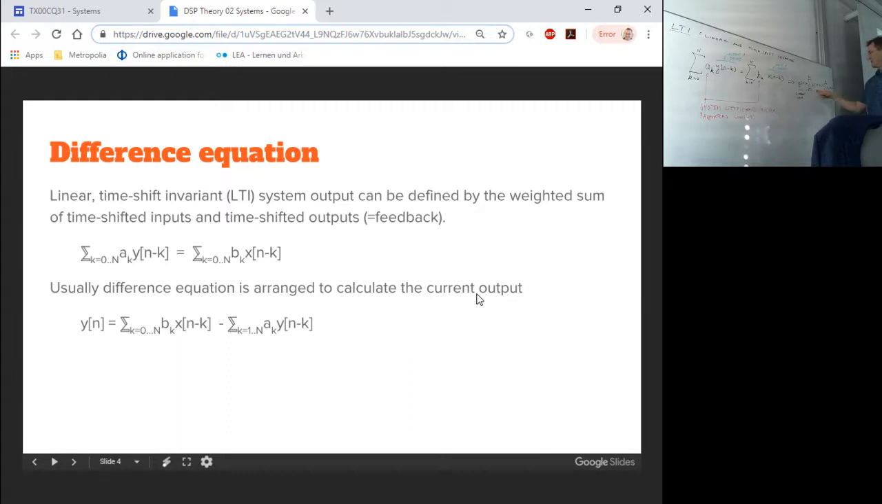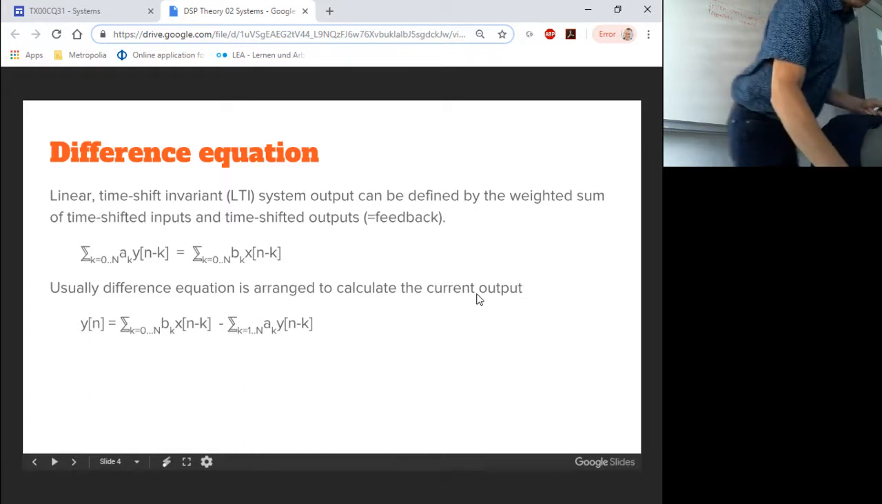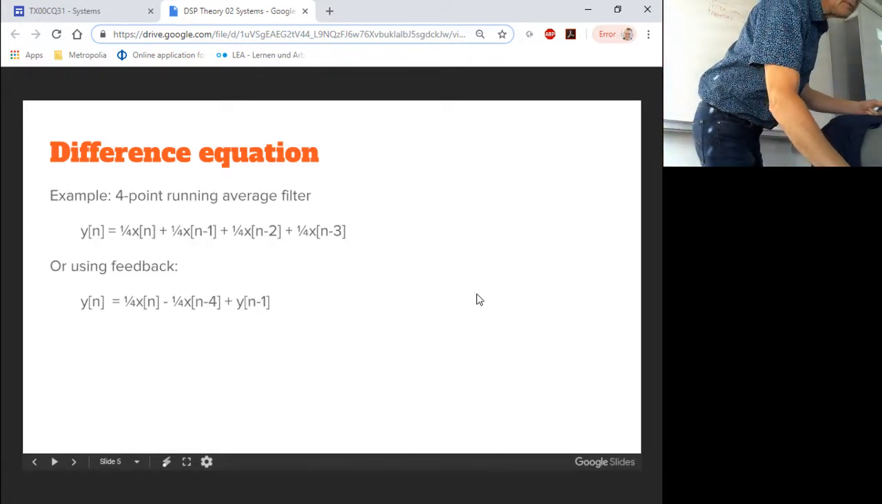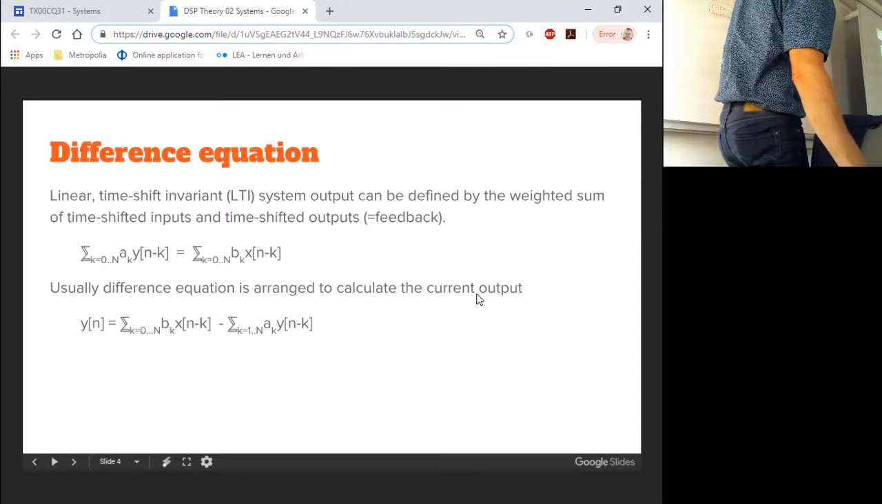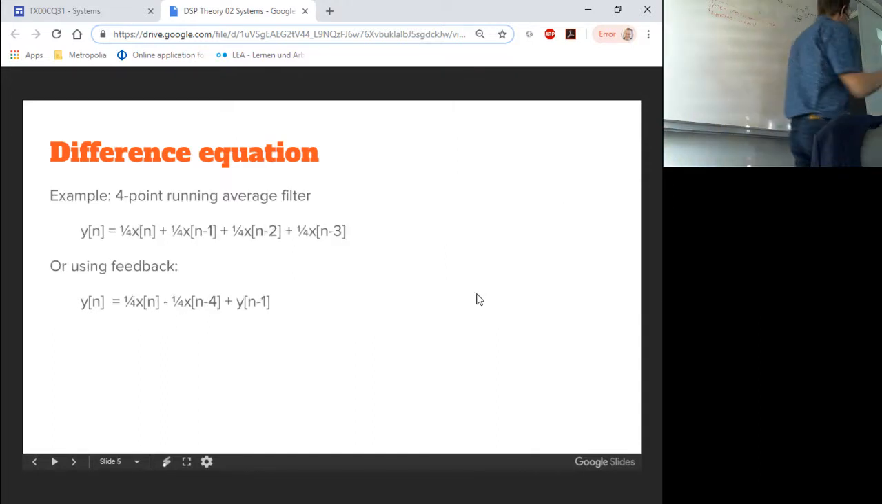And that's the feed forward part. If we do the, let's see, is it the same one? Difference equation, no, that's an example. Okay, well, maybe we will do the example now. So on the example, I have the 4-point running average filter, which is really rude filtering, but it works.